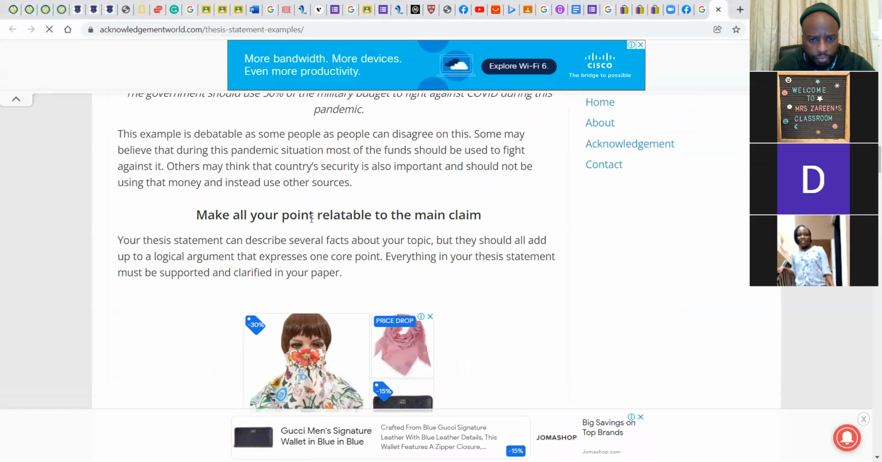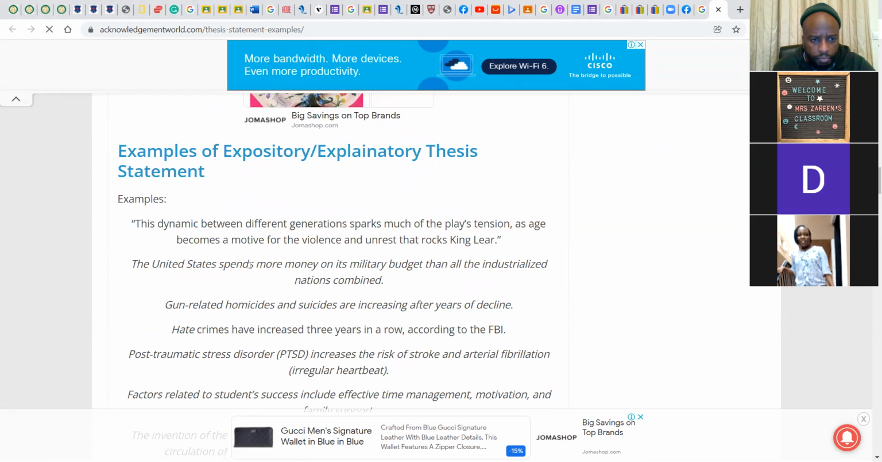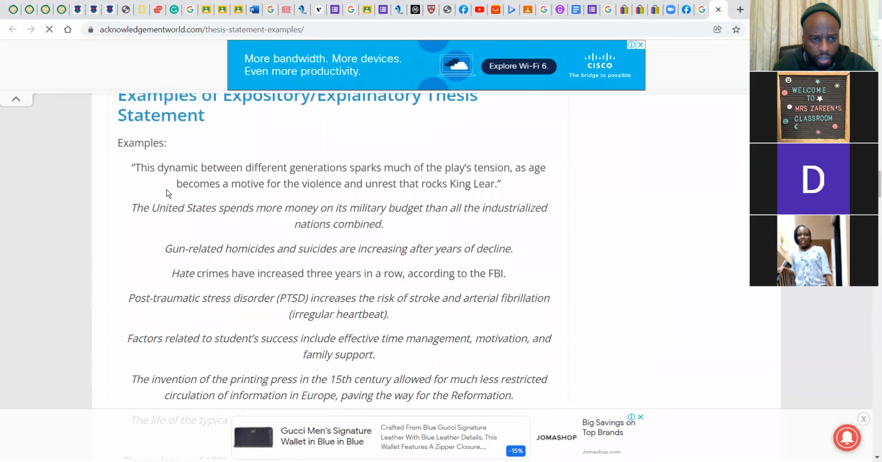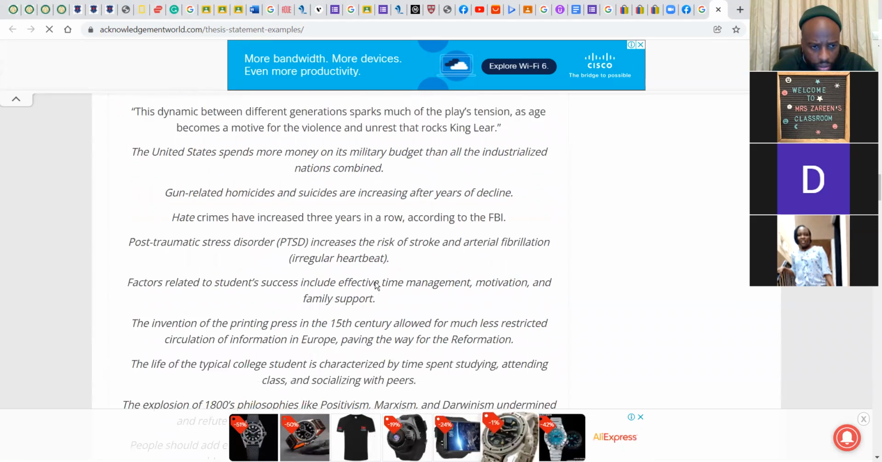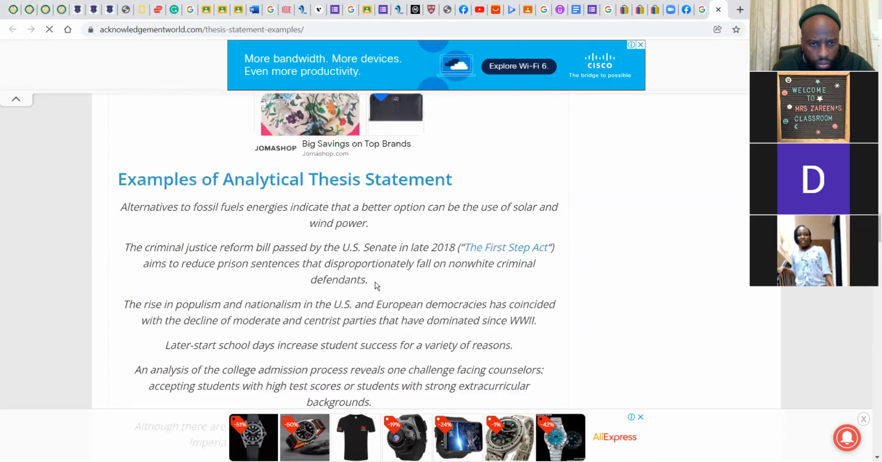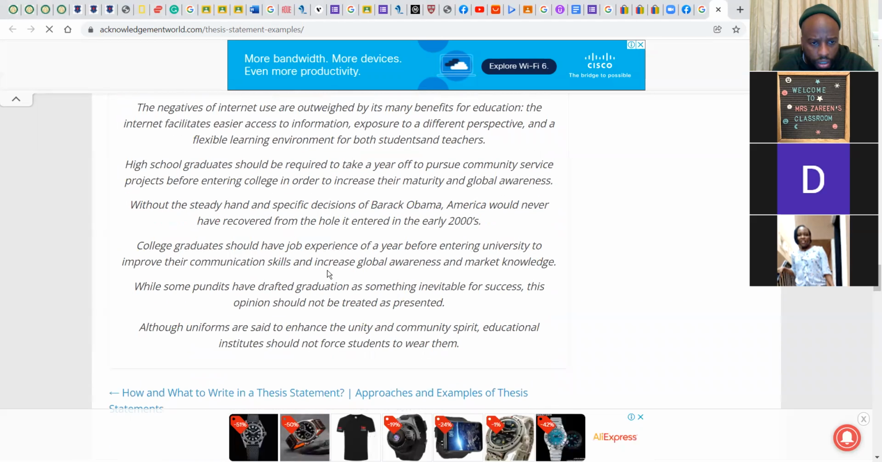Here are some other examples. Gun-related homicides and suicides increasingly. No, that's not a thesis statement. Sometimes these sites can make it more confusing than it needs to be. Yeah, okay, here we go.